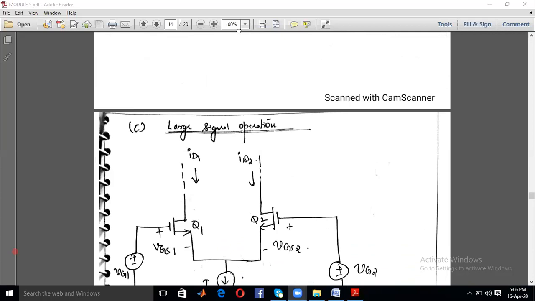Now coming to the next topic, large signal operation. So far in this module, we have covered two different modes of operation of the differential amplifier: the common mode operation and the differential mode operation. We have also derived the range of operation: VCM max and VCM min, and again VID max and VID min. Care should be taken to give the input in between these two ranges so that the amplifier operates in its corresponding modes.